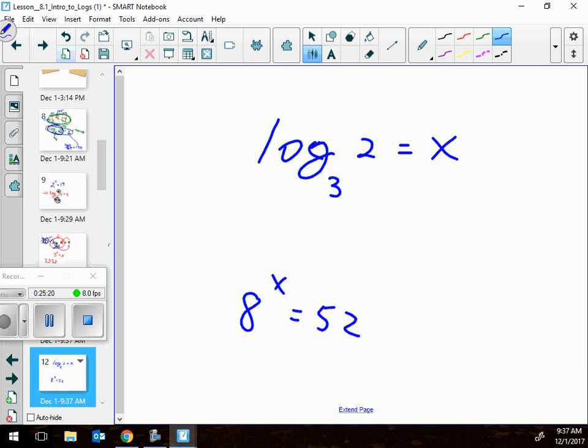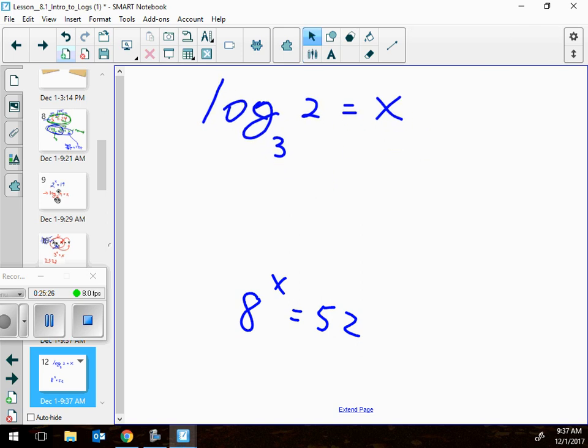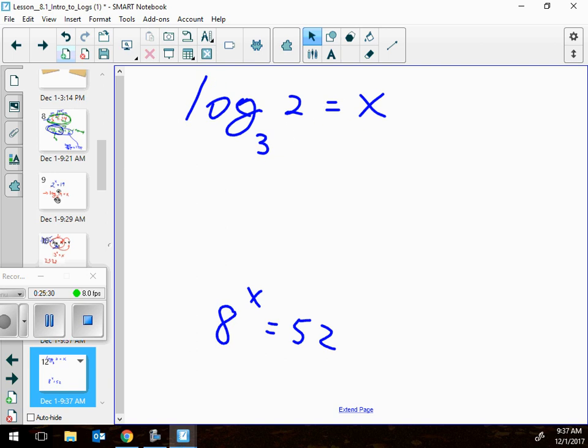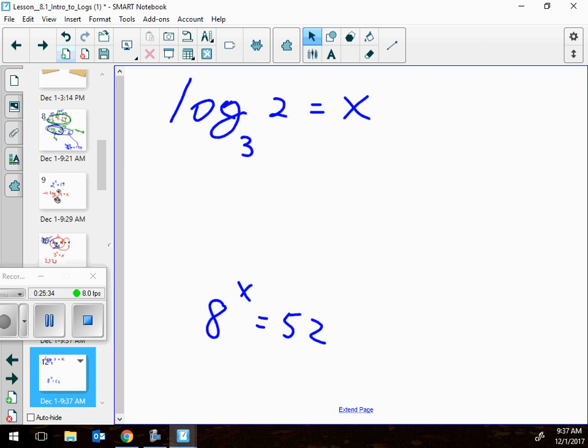Write that one as a log. You got to be able to go back and forth. These are completely different. Don't try to get them conflated. This needs to be rewritten, and this needs to be rewritten. This needs to be an exponent problem. This needs to become a log.